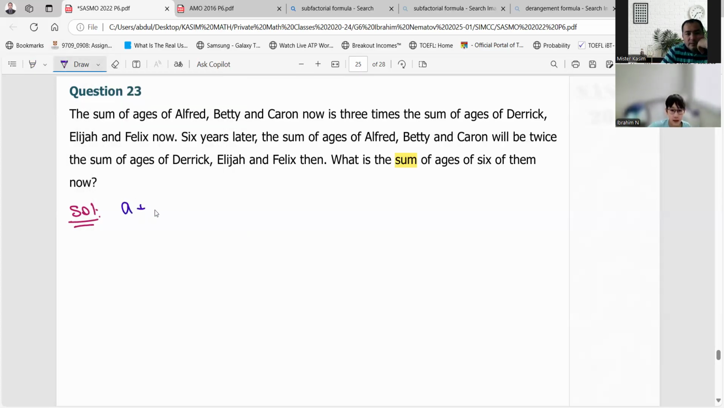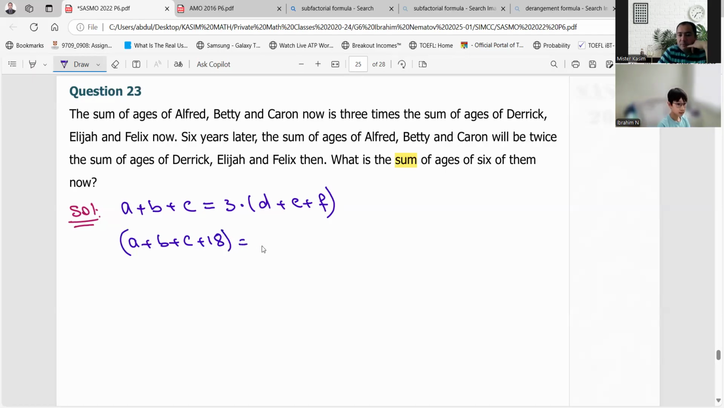I got 72. Now this time, correct. A plus B plus C equals 3 times D plus E plus F. And 6 years later, the sum of A, B, C again, so that is A plus B plus C plus 18, will be twice the sum of D plus E plus F plus 18, right? Is it like this?